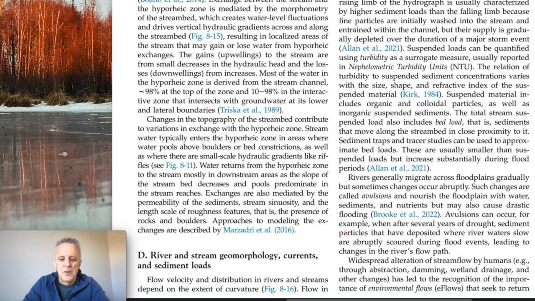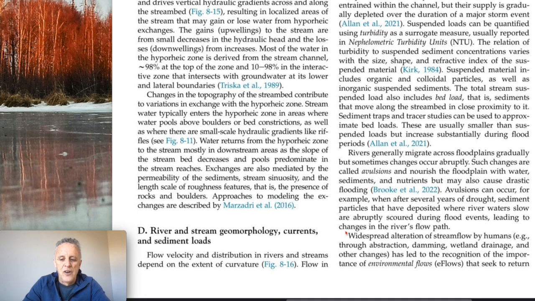Rivers generally migrate across floodplains gradually, but sometimes changes occur abruptly. Such changes are called avulsions and nourish the floodplains with water, sediment, and nutrients, but may also cause drastic flooding. Avulsions can occur, for example, when, after several years of drought, sediment particles that have deposited where river waters flow are abruptly scoured during flood events, leading to changes in the river's flow path.